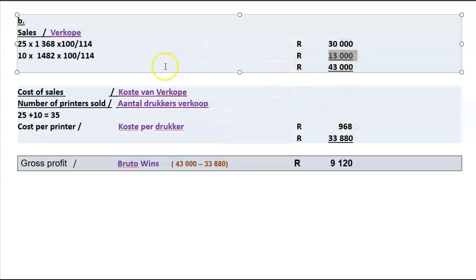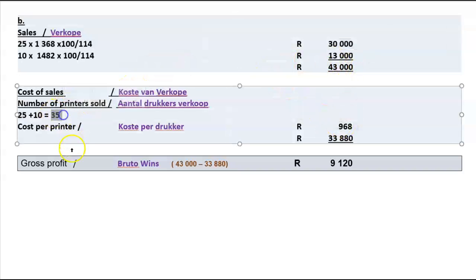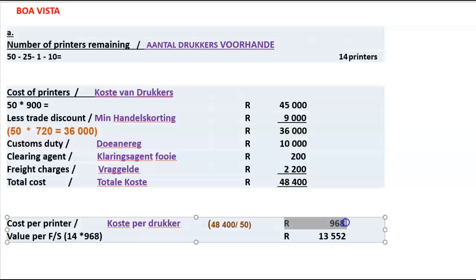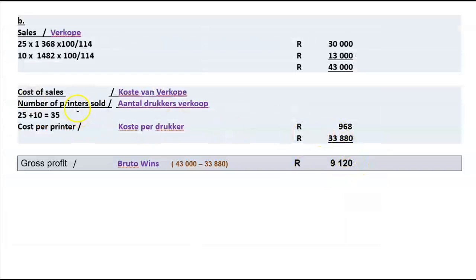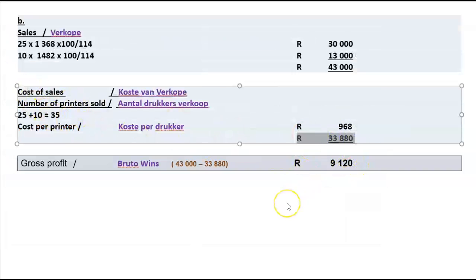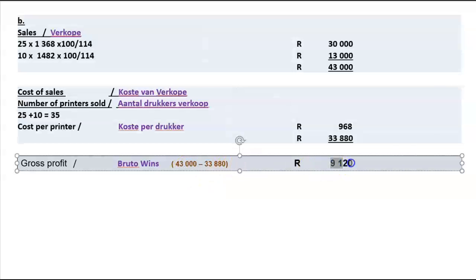How many printers have we sold? We have sold 35 printers. What was the cost price per printer that we've sold? 968 Rand per printer. What was the total cost of sales? 35 times 968, 33,880. So our gross profit on the printers that we've sold would have been our sales of 43,000, less cost of sales of 33,880, which gave us a total of 9120.